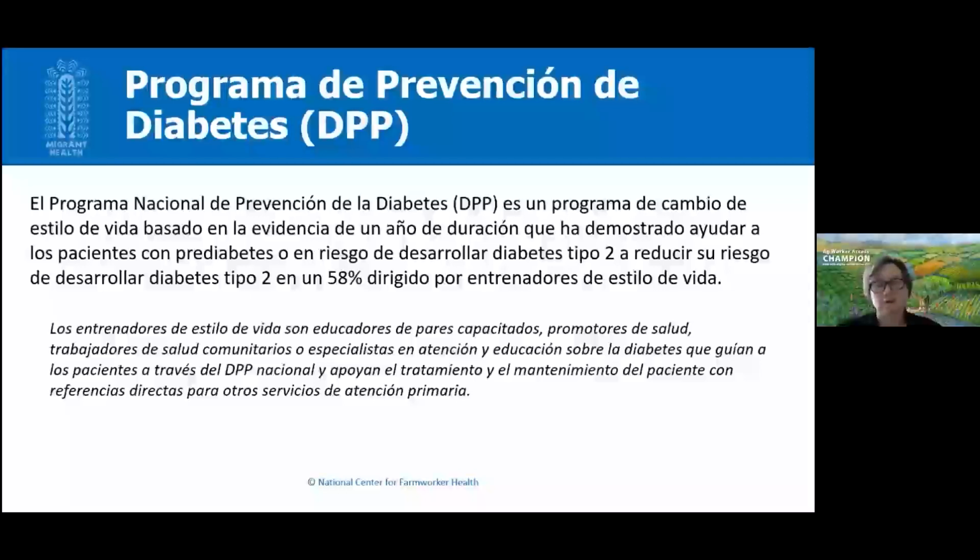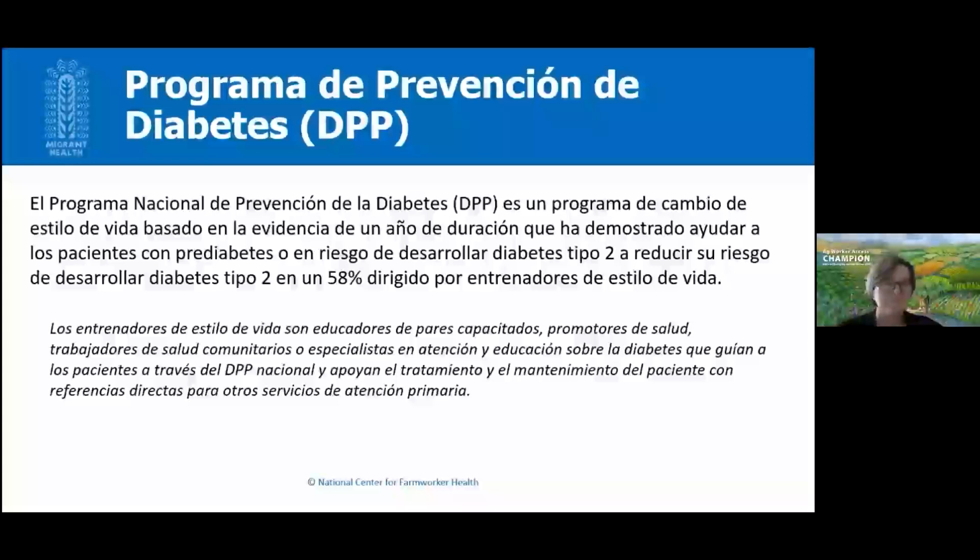which has shown over a one-year period that it helps patients with prediabetes to be helped to reduce the risk of developing type 2 diabetes. And it reduces this risk by 58% with the help of a lifestyle coach. And who are these lifestyle coaches? Could be community health workers, could be people who work in a community health center, could be nurses, could be pharmacists.